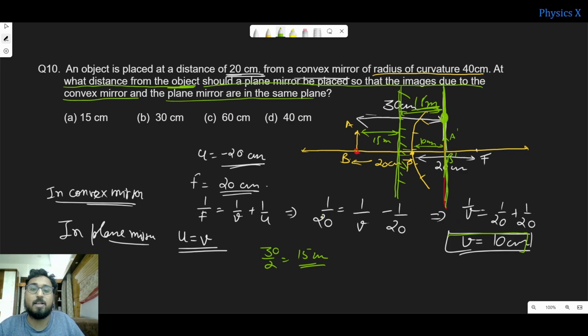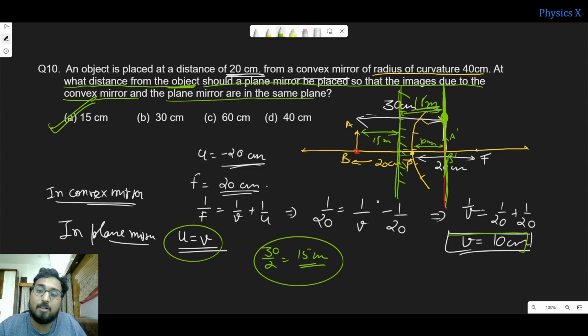So they will be in the same plane. Since u is equal to v and this total distance is 30, at the midpoint, that means at 30 by 2, that is at 15 centimeter, we will be placing the plane mirror so that the image due to the plane mirror and the image due to the convex mirror are in the same plane. So we put the mirror 15 centimeter away from the object, and the image will be 15 centimeter further back, which is the plane of image for the convex mirror also. So that is how we find this.